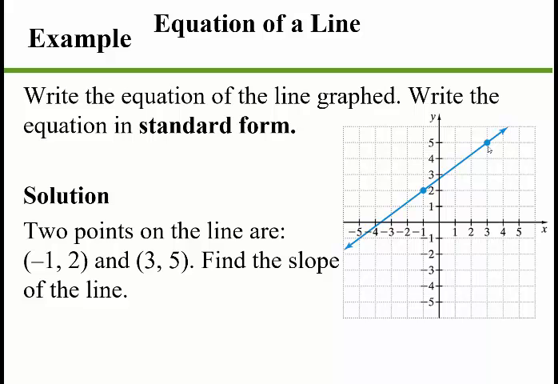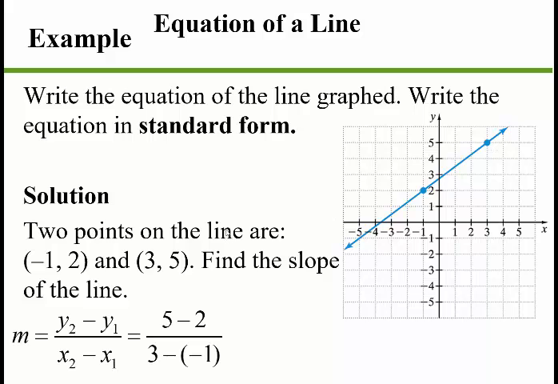So remember what I said. The first thing you need to do is find the slope of the line. Well, that is y2 minus y1, so 5 minus 2, divided by x2, 3, minus x1, which is -1. So don't forget the double negatives. So this just becomes 3 over 4, all right, because 5 minus 2 is 3, and 3 plus 1 ends up being 4. So I've got the slope.